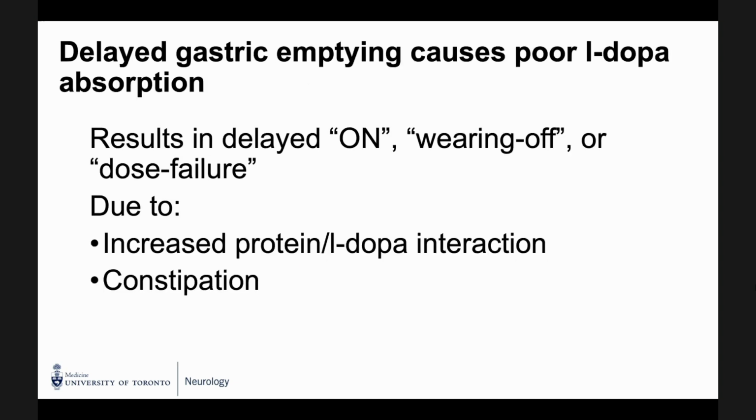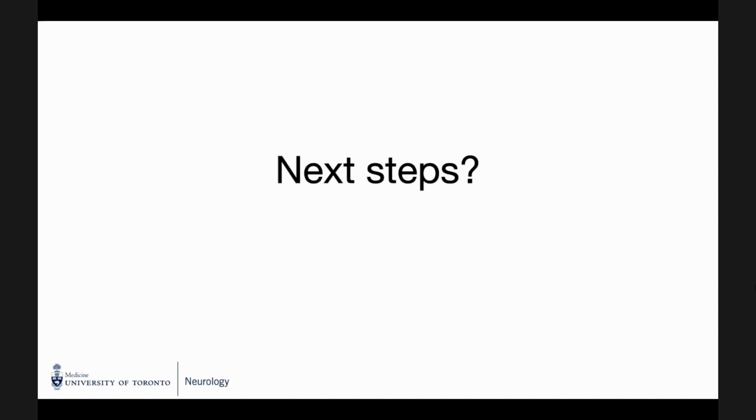So the reason that this happened, again, going back to this whole protein levodopa business, that's the main issue that happens with time. It becomes more and more prominent. So the delayed gastric emptying gets worse, and there's increased protein levodopa interactions, and the fact that constipation is often a problem that contributes to this as well. So what do we do now?